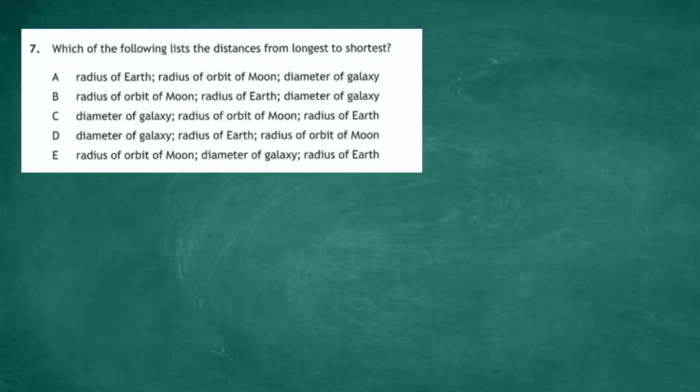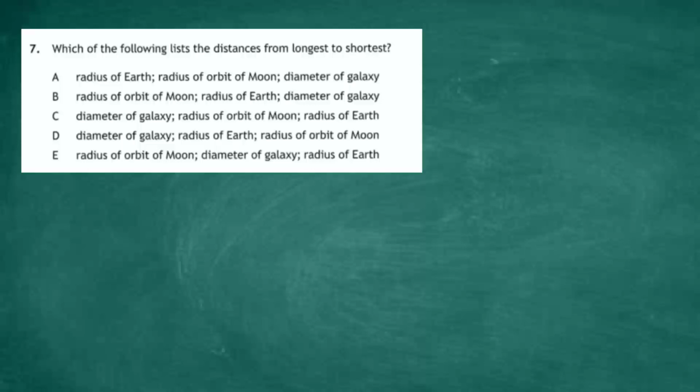Question 7 from the 2022 National 5 Physics paper from the SQA Section 1. Which of the following lists the distances from the longest to the shortest? Well, what have we got? We've got the diameter of a galaxy, we've got the radius of the orbit of the Moon round the Earth, and we've got the radius of the Earth itself.